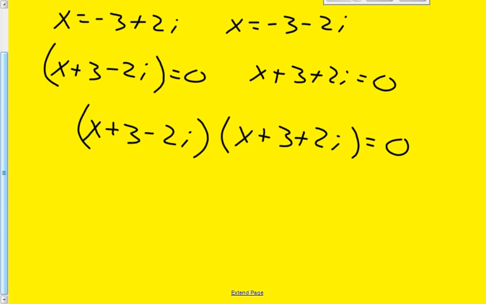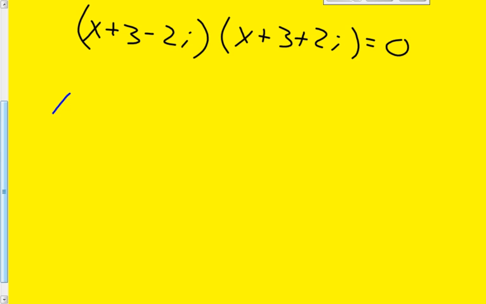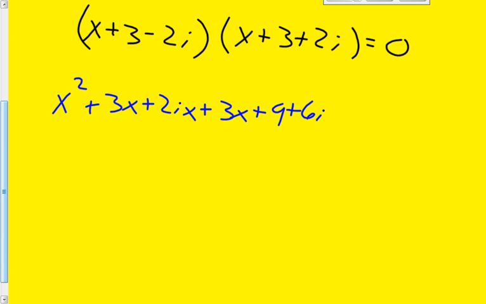Multiplying a binomial times a binomial, you always know that the i's are going to cancel out if you do it correctly. x squared plus 3x plus 2ix plus 3x plus 9 plus 6i minus 2ix minus 6i minus 4i squared equals 0.